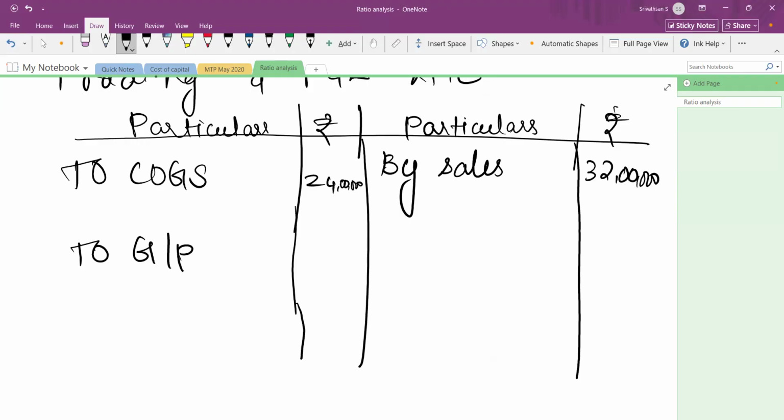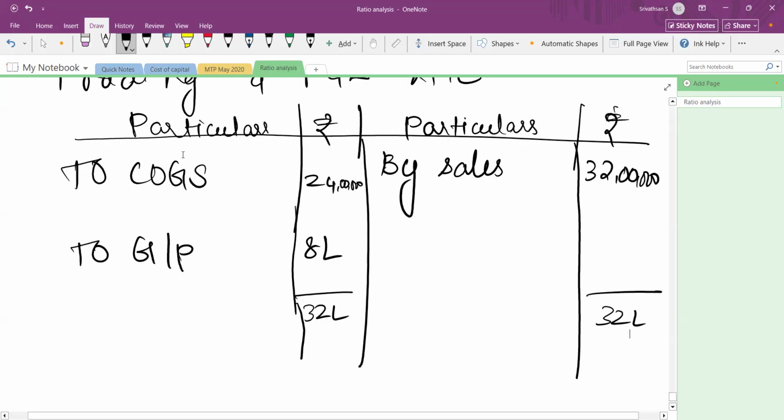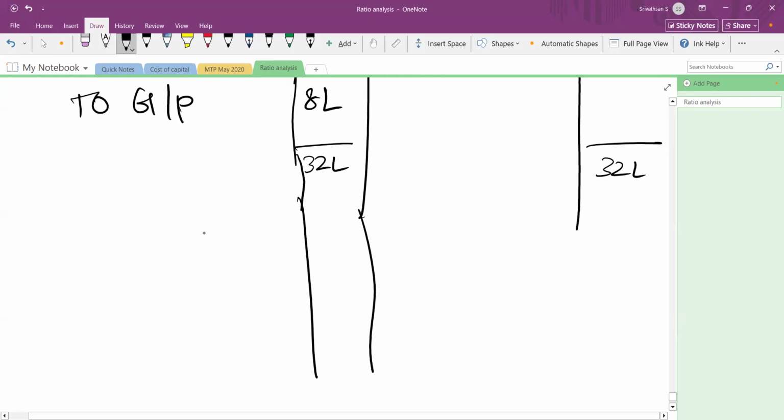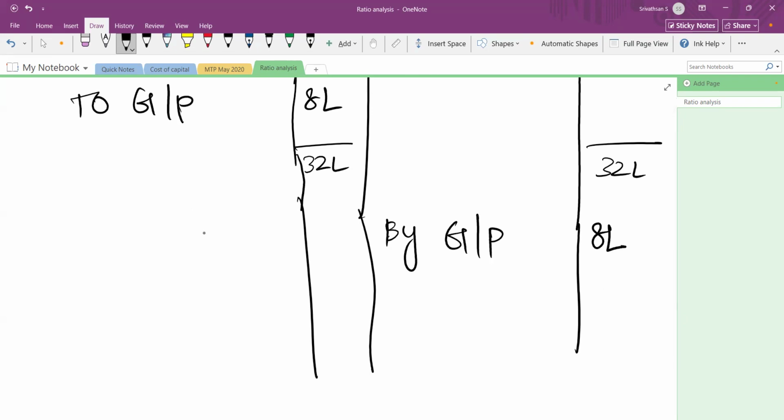To gross profit, how much? 8 lakh. So 32 lakh, 32 lakh. Clear? Any doubt so far? Did you all understand? Now, this gross profit should be carried forward. By gross profit, how much do we get? 8 lakh. Now listen, we know the net profit. What is the net profit? 6 lakh 40,000, right? So what is this remaining 1 lakh 60,000?